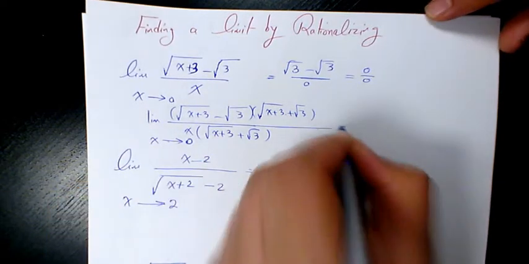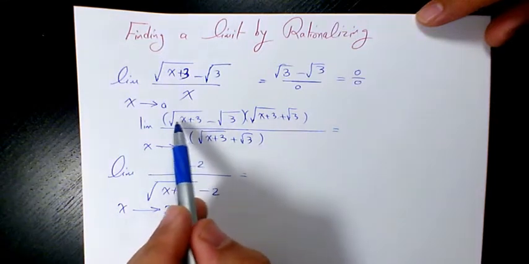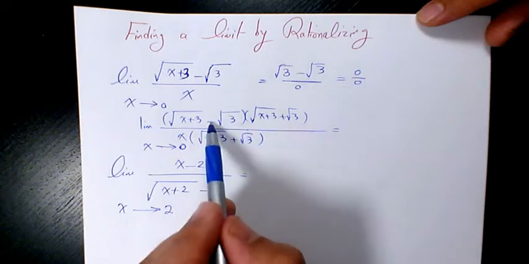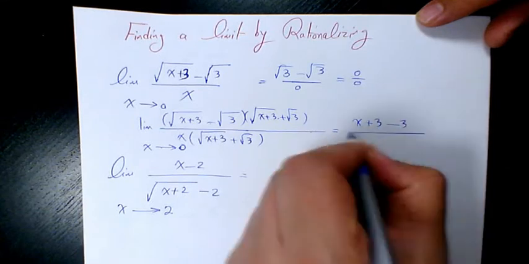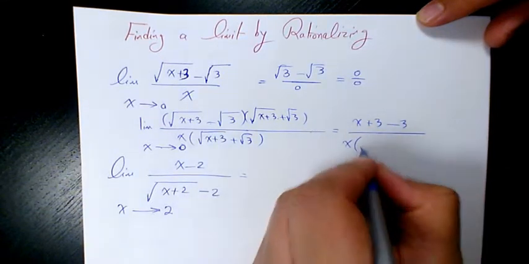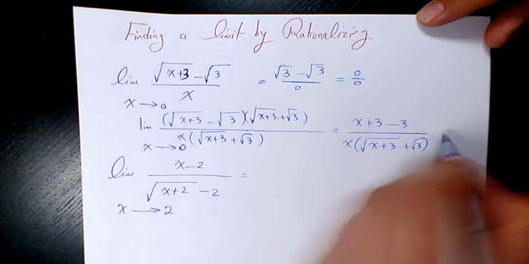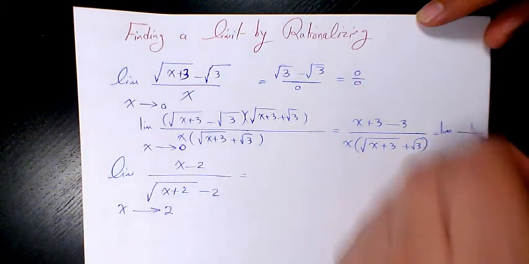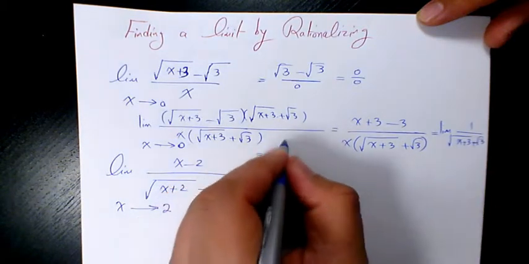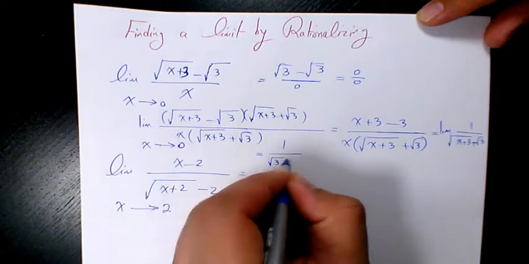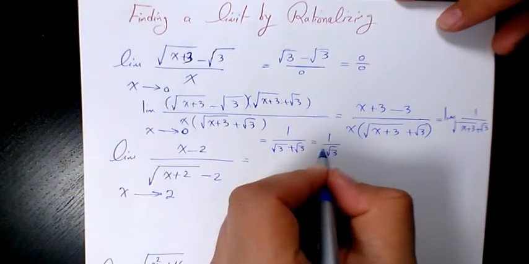So when x approaches 0, that's basically a difference of squares. It's going to be square root of x plus 3 to the power of 2 minus square root of 3 to the power of 2, which is going to be x plus 3 minus 3 over x times square root of x plus 3 plus root 3. And these two cancel out. It is going to be limit of 1 over square root of x plus 3 plus root 3. That's going to make it 1 over root 3 plus root 3, which is going to be 1 over 2 root 3. That's the answer.